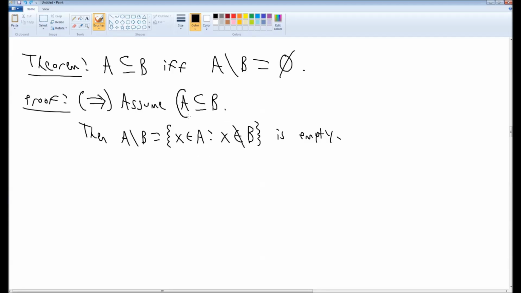Well, since everything in A also has to be in B, then it's impossible for something to be in A, but to not be in B. So this set has no elements. So therefore, this set equals the empty set.